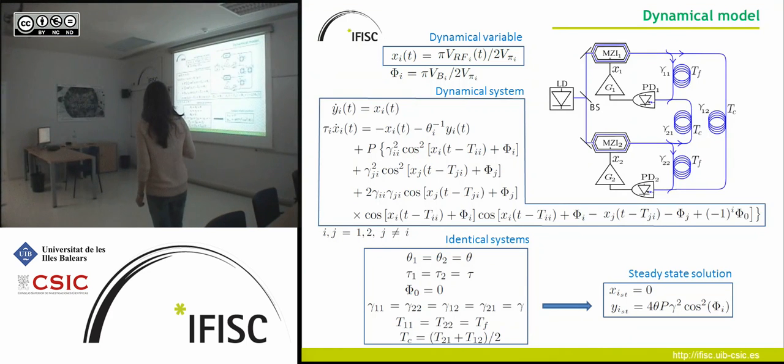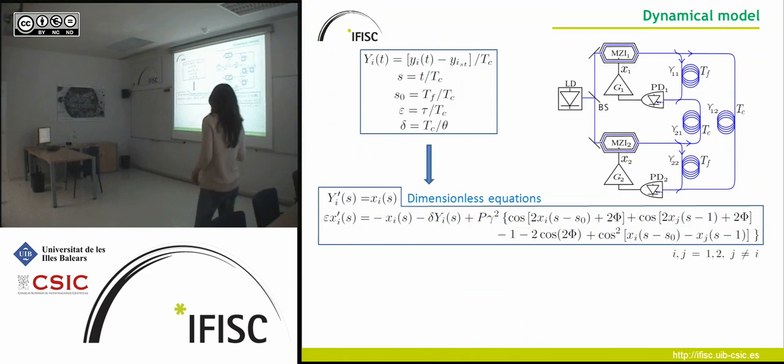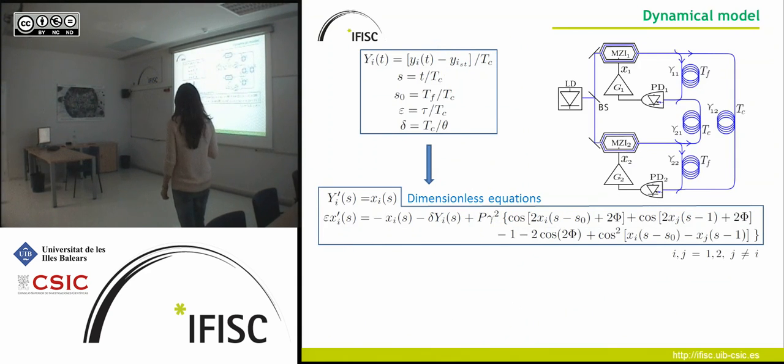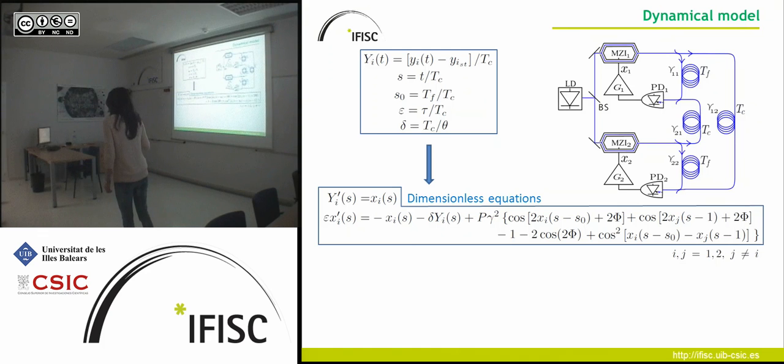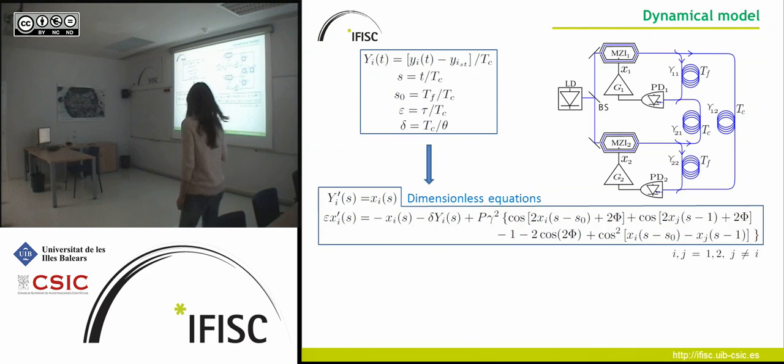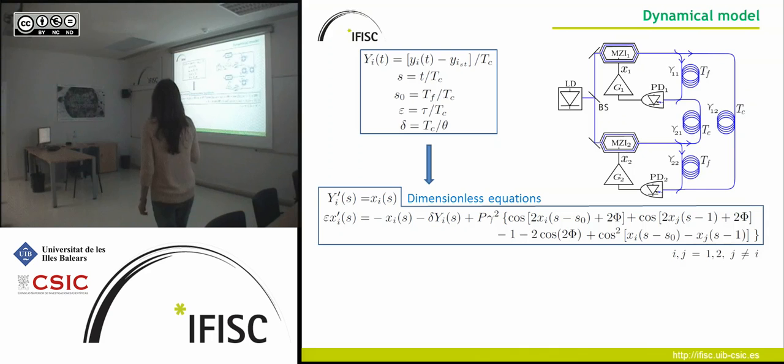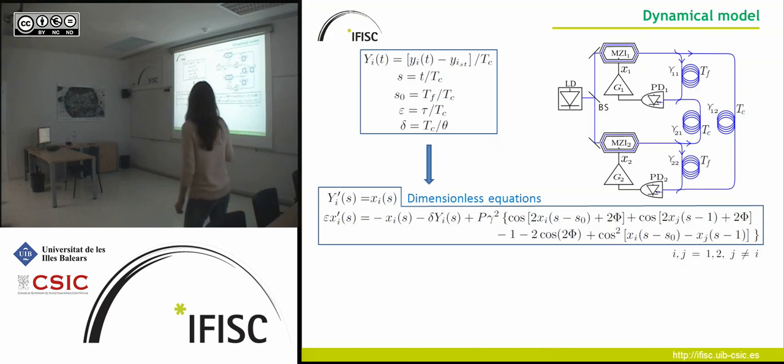This system has a steady-state solution, 0 for the x of each oscillator, and y is given by this. This is a constant. Here one can define, as for the single oscillator, dimensionless variables. Also, it is useful to define this new variable subtracting its stationary value, in order to have that this variable is also 0 at the steady state. And we rescale all the variables with Tc. We define E0 as the ratio between the delay and Tc. This is an important parameter in the rest of the talk. And these are dimensionless parameters, epsilon and delta. And then we obtain these dimensionless equations.